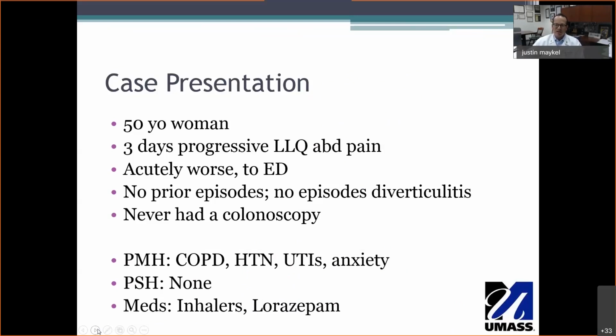So this was a 50-year-old woman who presented to our emergency department with 3 days of progressive left lower quadrant abdominal pain. This acutely worsened on the day of presentation, and that's what brought her into the emergency room. She had had no prior episodes of pain similar to this, and she had not carried a diagnosis of diverticulitis. And at age 50, she still had not had her first colonoscopy. As you can see here, she was relatively healthy, well-controlled hypertension, some mild COPD from tobacco use.